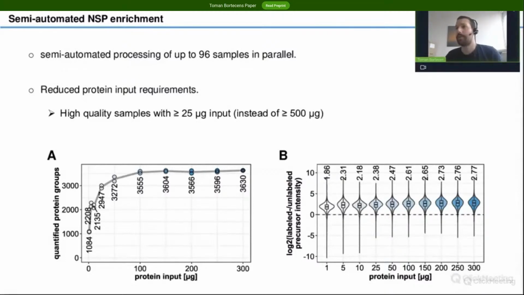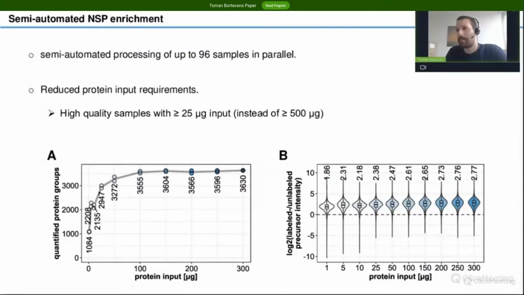What we also wanted to show here is some data, that instead of using upwards of 500 micrograms of protein material, it is possible to generate high quality samples with around 25 micrograms of protein input. A maximum threshold of protein identifications, for example, is already reached at 100 micrograms of protein material, which is still significantly lower than what is conventionally used.